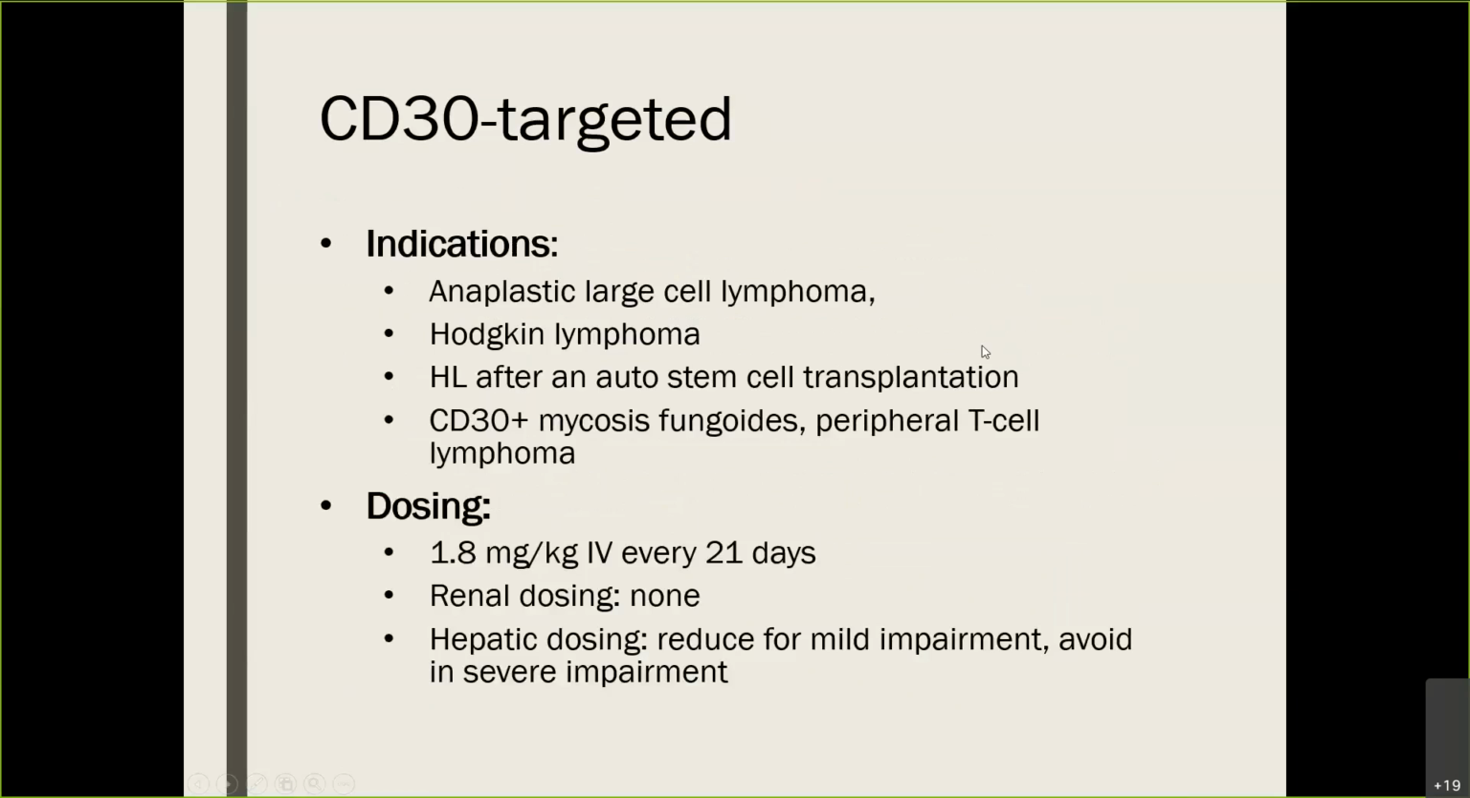Indications currently for brentuximab vedotin: anaplastic large cell lymphoma. Hodgkin's lymphoma, classically used in the relapsed refractory setting. We now actually have an indication for previously untreated Hodgkin's lymphoma, coming from a nice paper of ABVD versus brentuximab plus AVD. So that's currently an option for frontline Hodgkin's. We have its approval after auto stem cell transplantation. And then we also have CD30 positive mycosis fungoides or peripheral T-cell lymphoma. So it's expanding its FDA approved indications.